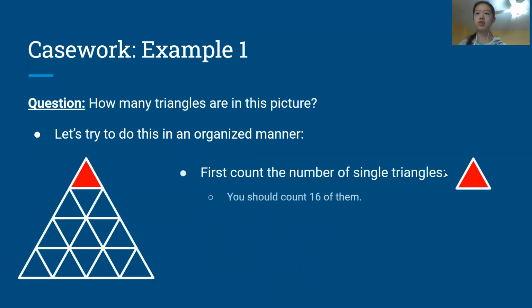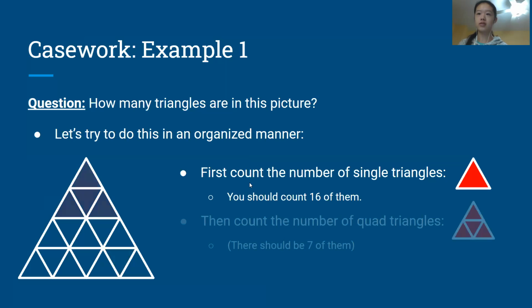So first, we can count how many of these single triangles there are. And there's 1, 2, 3, 4, 5, 6, 7, 8, 9, 10, 11, 12, 13, 14, 15, 16 of them. Now, if you have a piece of paper and you're doing this along, just draw a single triangle and write the number 16 next to it, because that's a good way to keep track of it. Okay, next we can count another type of triangle.